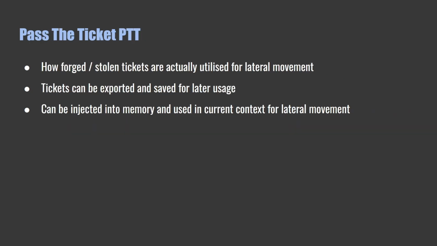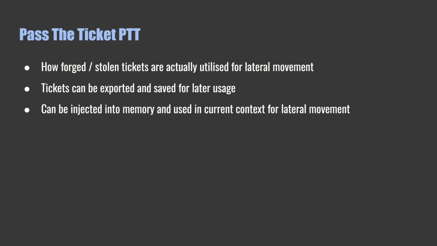And then finally, how all these attacks culminate together to be exploited. Generally, you can use a pass the ticket attack, and this is basically how the forged and stolen tickets are utilized for lateral movement. Tickets can be exported and saved for later usage in the form of a Kirbi file, so you can store all your ticket information and use it as long as your ticket doesn't expire within that time, and then you can use that ticket as you wish.